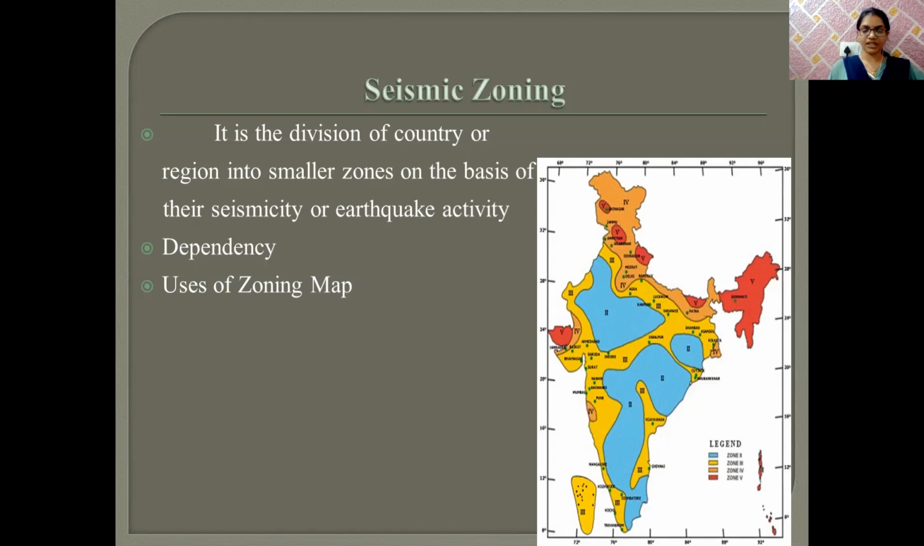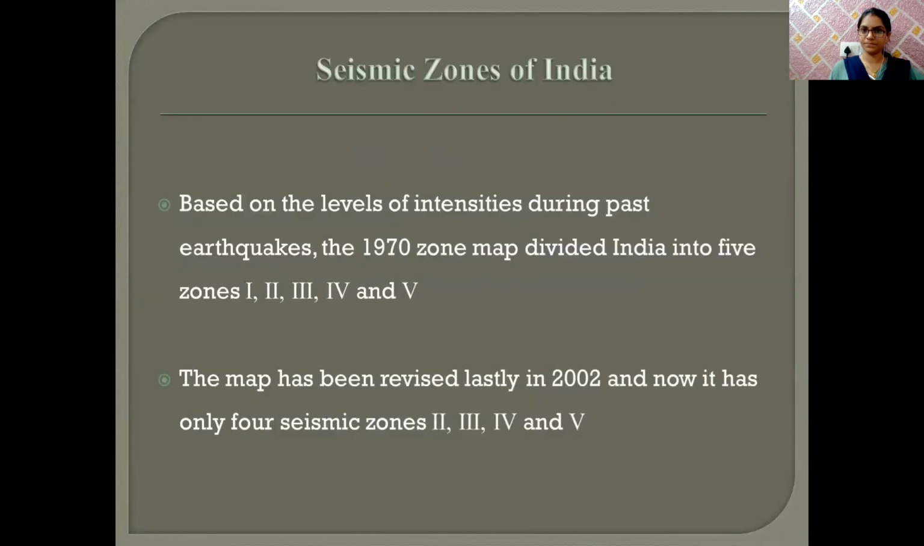map. It is divided into countries or regions of similar zone on the basis of their seismicity or earthquake quality. Next, the basic level of intensity was during the past earthquake in 1970. The zone map divided India into five zones: first, second, third, fourth, and fifth.